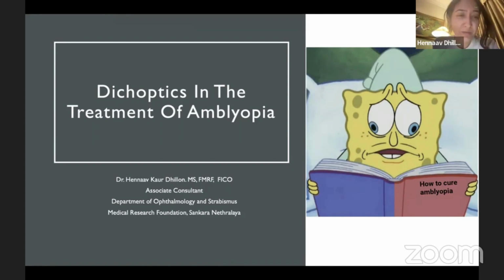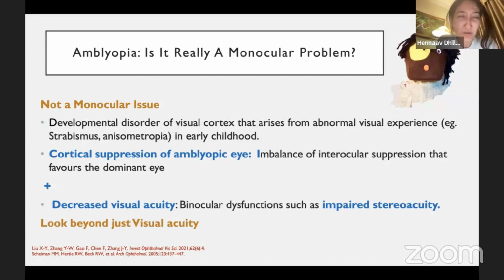I'm going to start with dichoptics and the treatment of amblyopia. This is the newest topic in the treatment of amblyopia. As we know, amblyopia was thought to be a monocular problem maybe 10 years back, but it's not really a monocular issue.